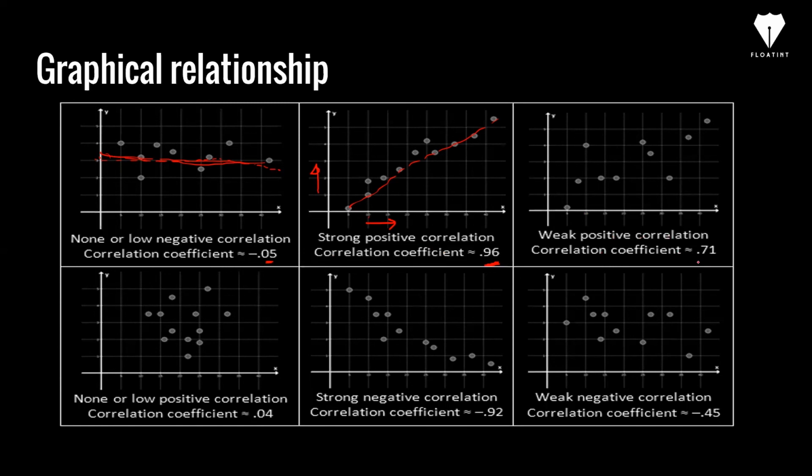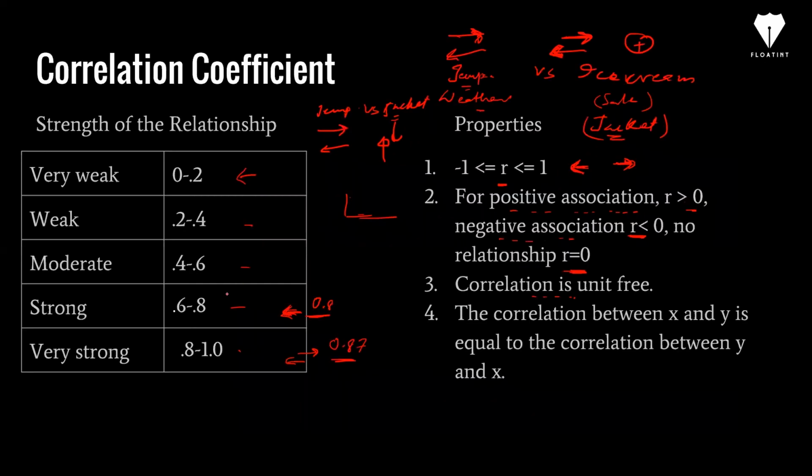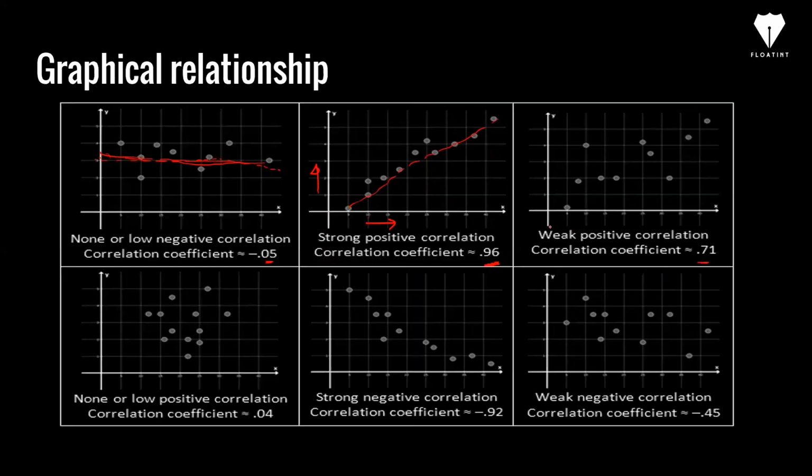The next is weak positive correlation. So 0.71, it is not that weak. If I check, it is coming out as strong, but it is written here as weak. Next is none or low positive correlation coefficient, which is coming out to be 0.04. That means no relationship here.